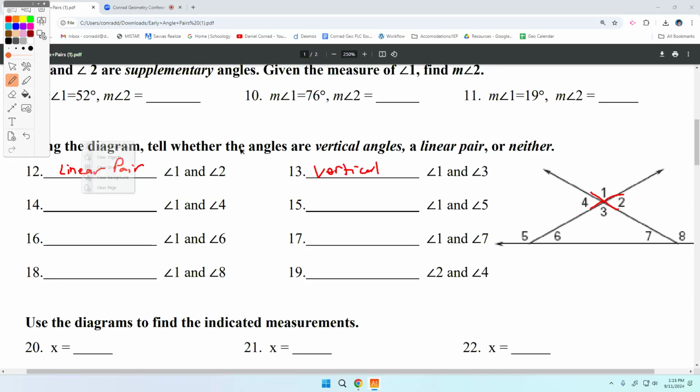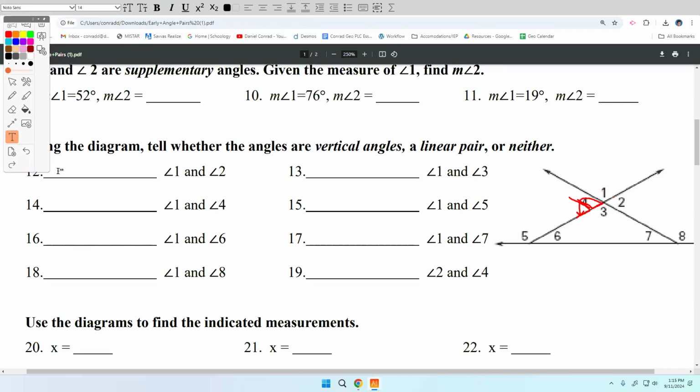All right, 1 and 4. So 1 and 4 form a straight line. Okay, 1 and 4 are supplementary. They form that straight line, and they're right up next to each other. They have a shared side, so they're adjacent. So that's going to be a linear pair.